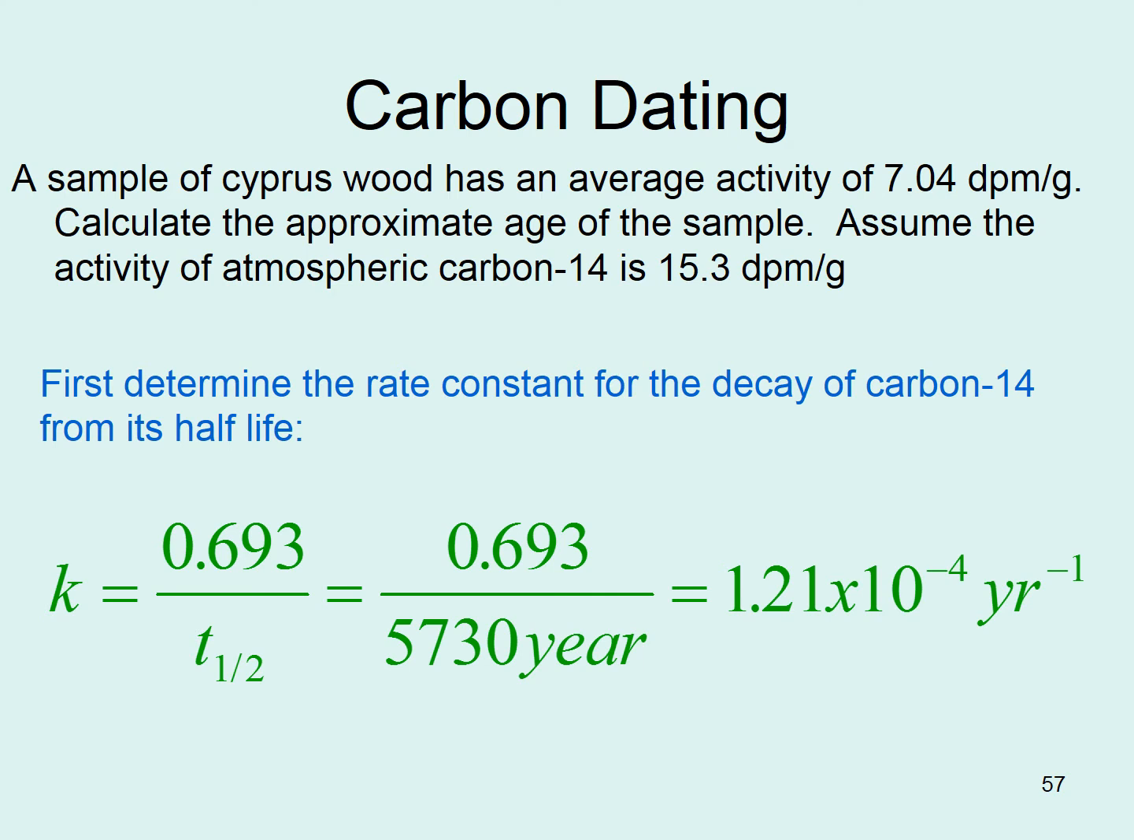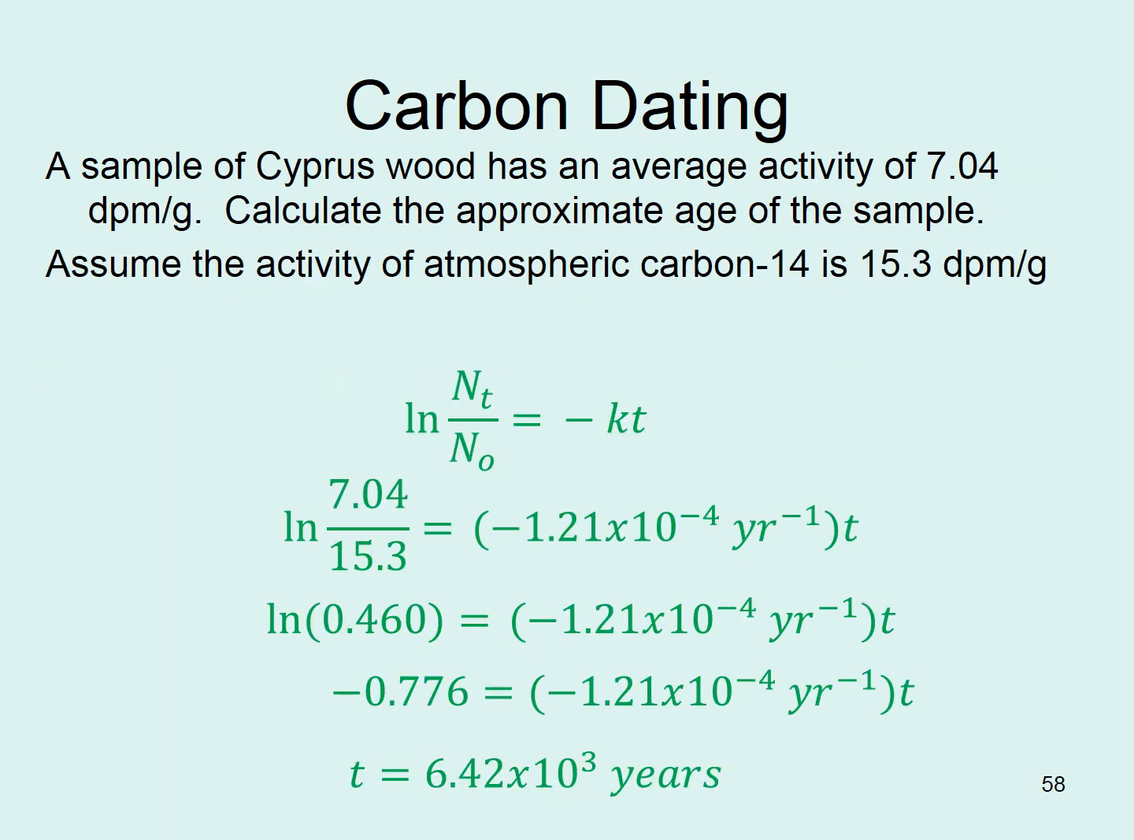The first thing we're going to do is figure out what the rate law constant is: 0.693 divided by the half-life. So k is 1.21 times 10 to the minus 4 inverse years. And then we can just plug it in. Our concentration currently is 7.04. The initial concentration is 15.3. The natural log of the ratio equals negative k times t, and we're looking for t.